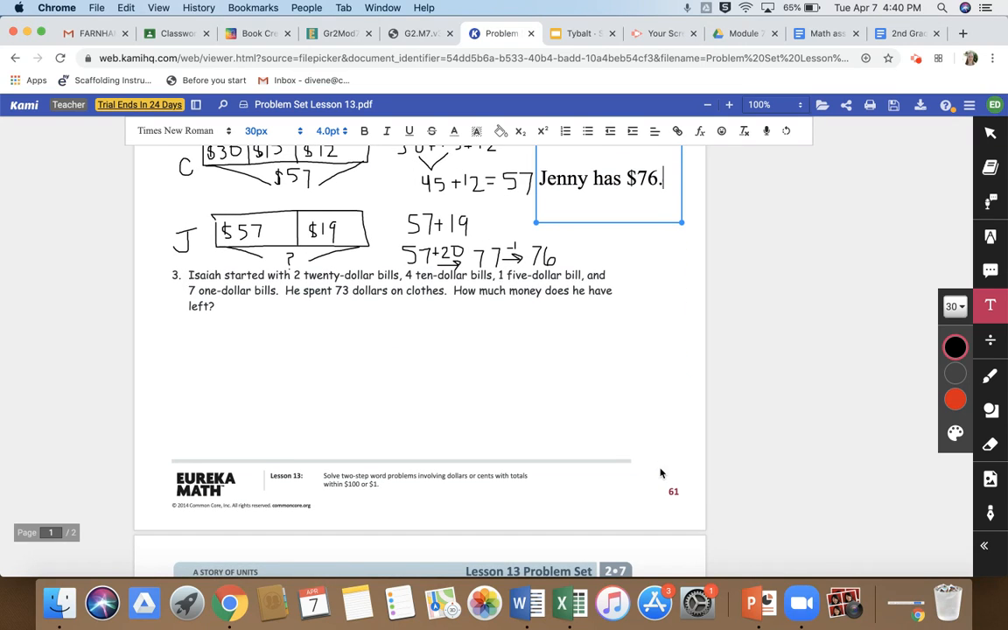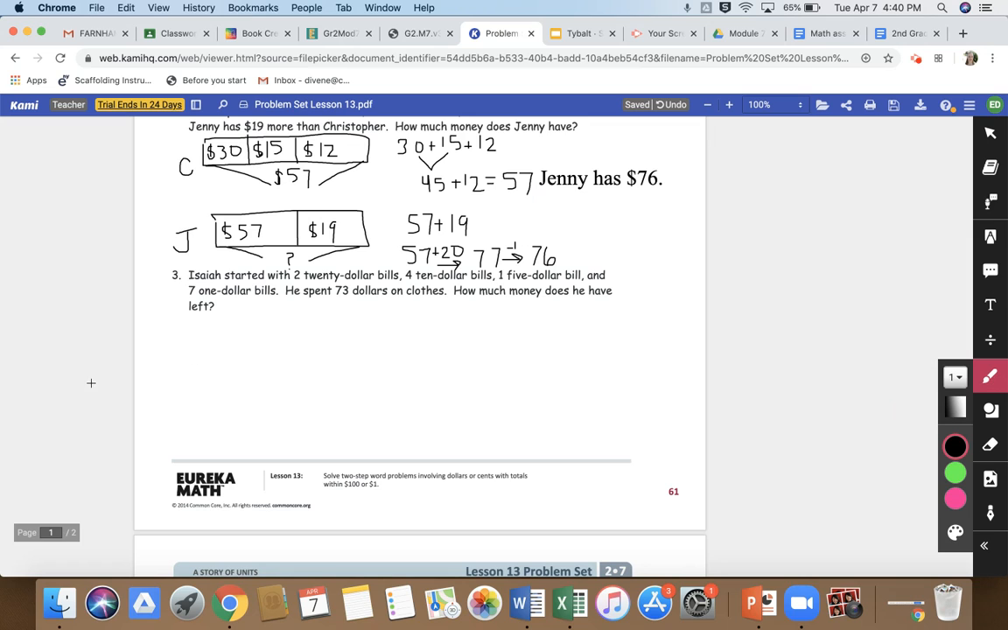Okay, let's move on to number 3. It says Isaiah started with 2 $20 bills, 4 $10 bills, and 1 $5 bill, and 7 $1 bills. He spent $73 on clothes. How much does he have left? So before we get started, we are going to draw our tape diagram out. I'm actually going to probably make this a little bit longer.